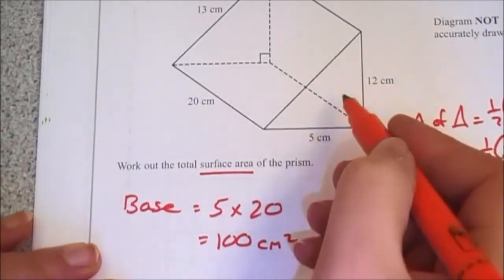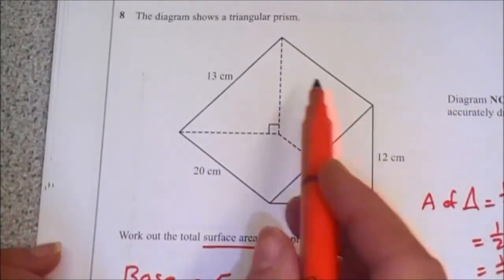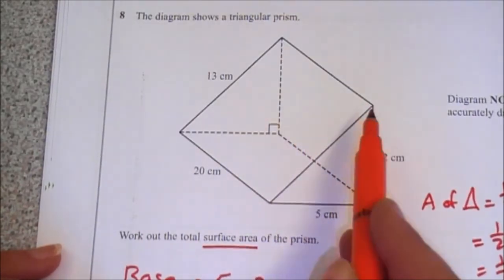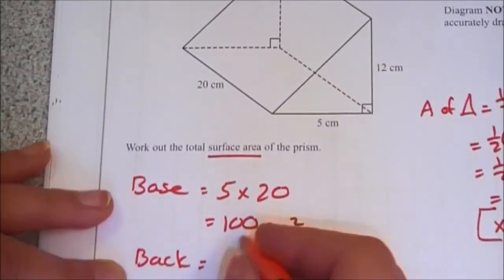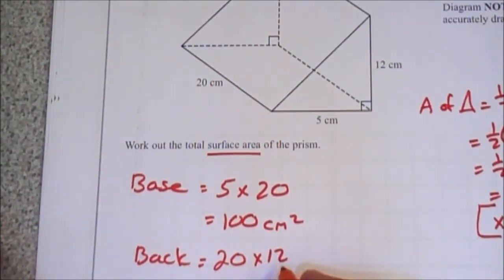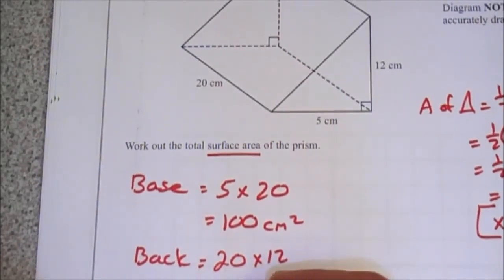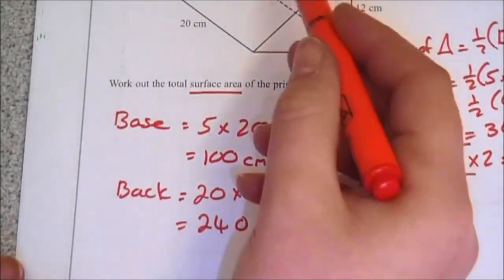I'm going to do now the back. And that's again a rectangle. And it's got a height of 12 and a base of 20. So 20 times by 12. 10 times by 12 is 120. And then I double it, which would be 240 centimetres squared. So that's the back wall.